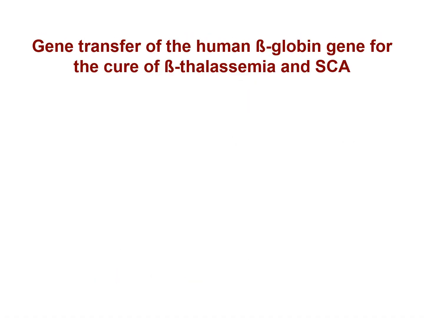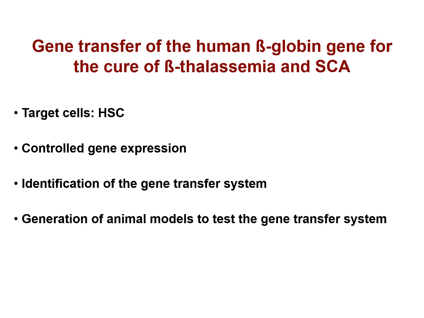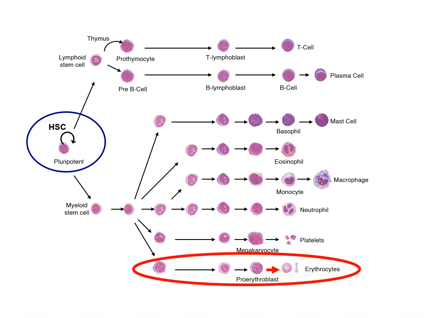And the gene therapy for human beta globin gene disorders requires two things. One, we need to target the hematopoietic stem cells. We need to have control gene expression. We need to identify a gene transfer system. Animal models need to have been generated, and the vector needs to be tested ex vivo and then in vivo. And you can see here that we need to target only the hematopoietic stem cells, and that we need to have preferential expression of the gene in the erythrocytes.